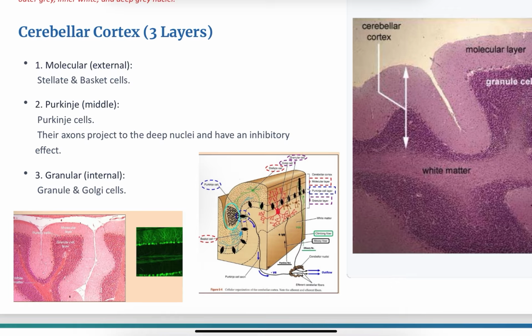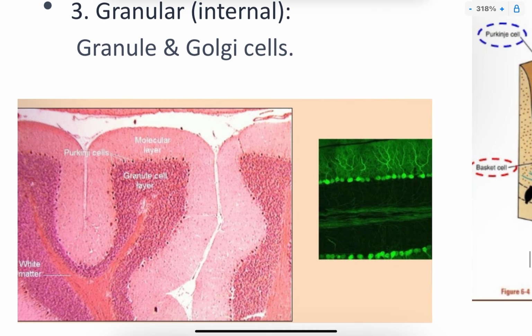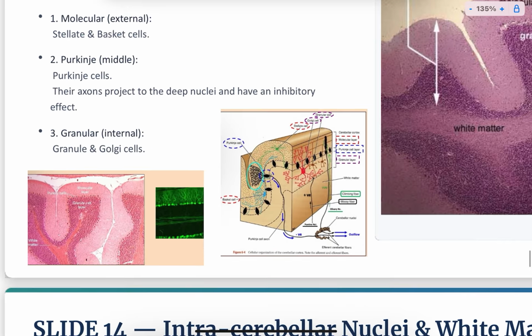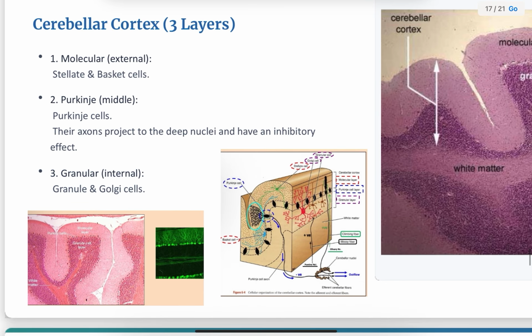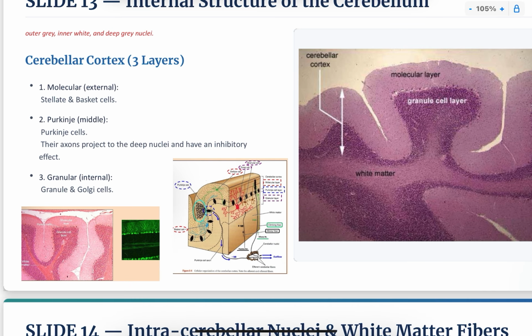And finally, we have the granular layer, which is the internal layer, which has the granule cells and the Golgi cells. So from the outside to inside, we need to remember it as molecular, Purkinje, and granular. And you need to know what cells each of them has.